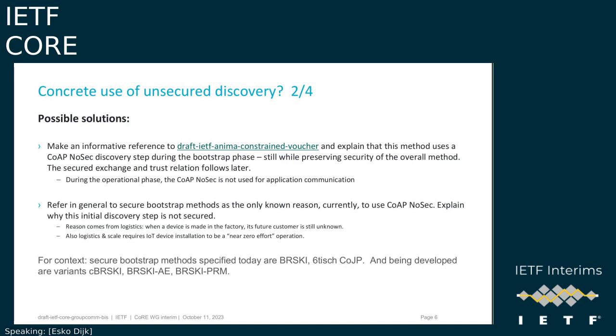And then we probably have to explain a bit why this initial discovery step is not secured. As background, it comes from the logistic assumptions that I used. A device is made in the factory, then sold through resellers, and then ends up at the customer where it's turned on for the first time, and it doesn't know a priori where it will end up, what the environment is. So it doesn't have any security keys related to that specific environment. The secure bootstrap process makes sure that the device can securely join that new network that it doesn't know yet.